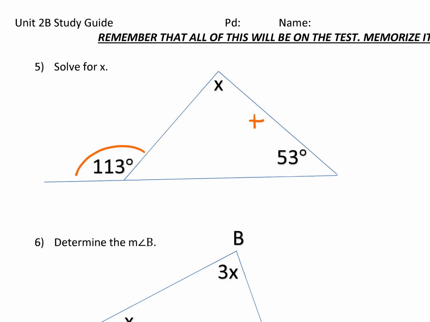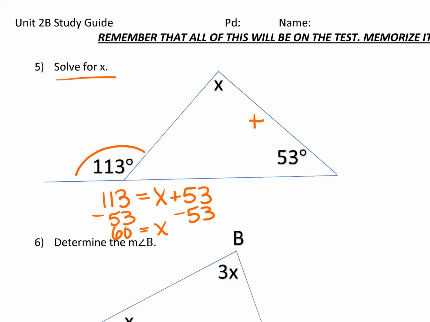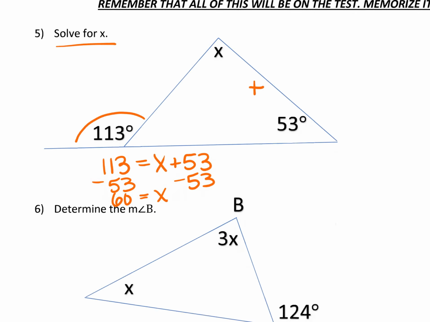So let me turn pages here. All right. So the equation would simply be exactly what we're saying: 113 equals the sum of the opposite angles. Solve that for x. And x is equal to 60. And we're done. It just wants you to solve for x.